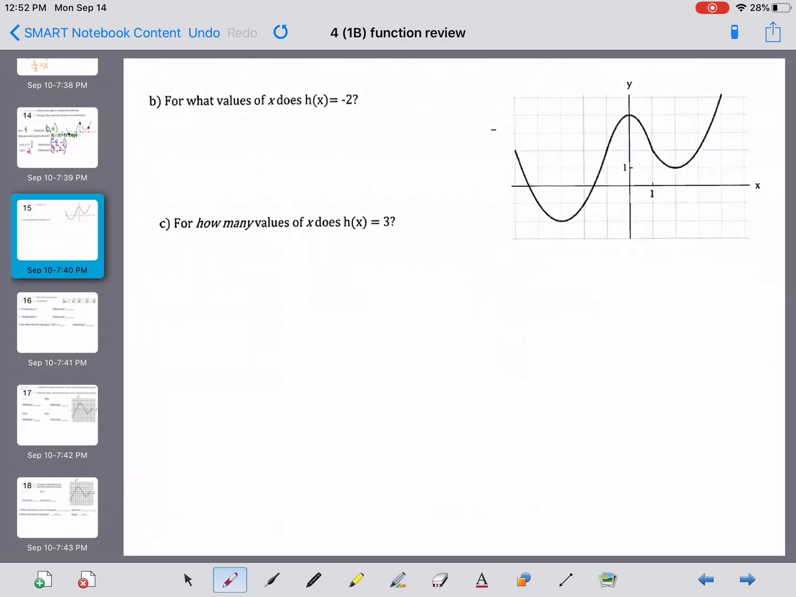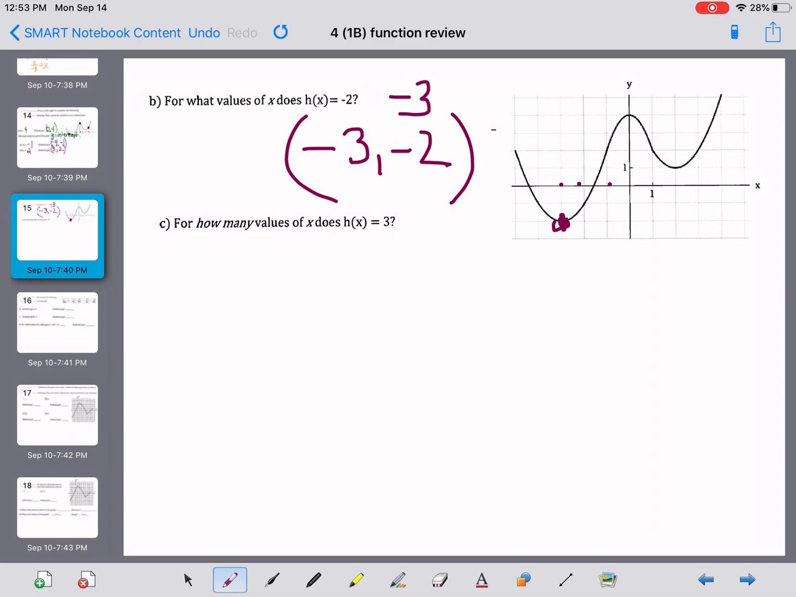Still looking at the same picture, it says, for what value of x does h of x equal negative 2? So remember, we're trying to find the x value. So what we are realizing when we read this problem is that h of x equals negative 2. Well, h of x equals negative 2 at this particular point right here. And that's the only place. So the x value that goes with it is 1, 2, negative 3. And if we write it as an ordered pair, it would be negative 3, negative 2.